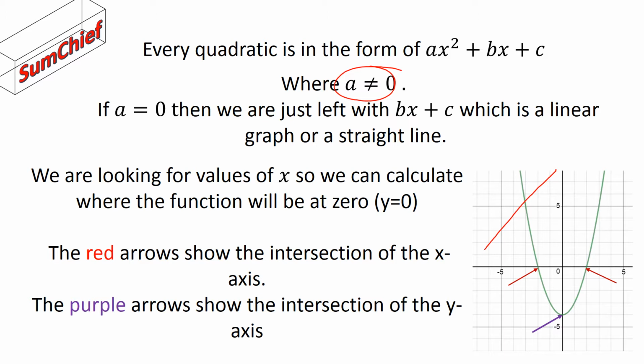So now we are looking for values of x, so we can calculate where the function will be at y equals 0. So when y equals 0, we'll be touching this x-axis here. Now the red arrow shows the intersection of the x-axis on this graph here, which is here and here. And the purple arrow shows the intersection of the y-axis here. So when the graph intercepts the y-axis, that's when the function is at x equals 0. When the function hits the red arrows, that's the value of the function when y equals 0. Let's look into that a little bit further now.